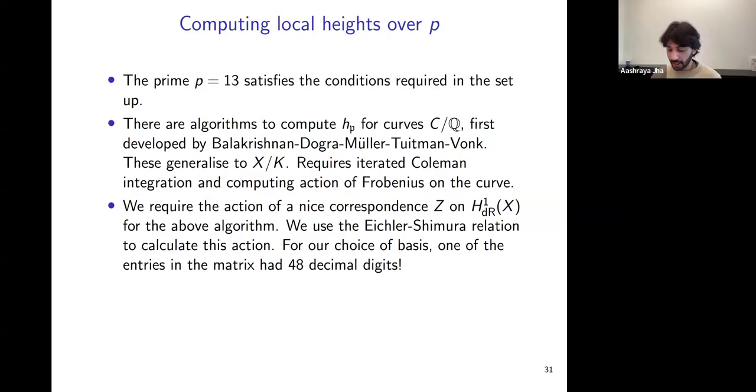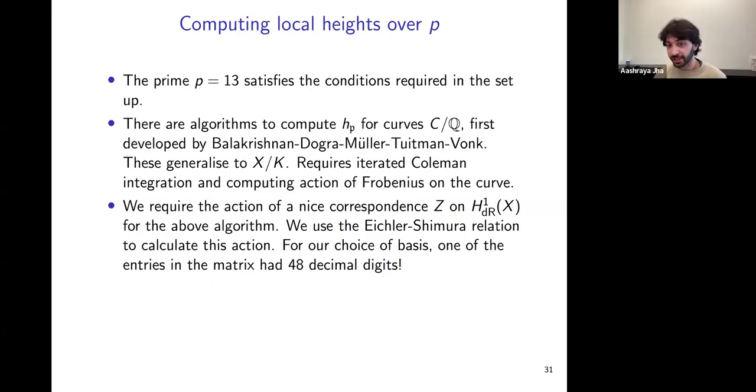One has to be careful about identifying the completion of K at mathfrak P with Q_p, but most of the techniques generalize very readily. I'll point out that we need iterated Coleman integration and computing the action of Frobenius on this curve. And maybe a nice tidbit is that what we need this nice correspondence for is to compute its action on the de Rham cohomology of X. And we can use Eichler-Shimura for this.